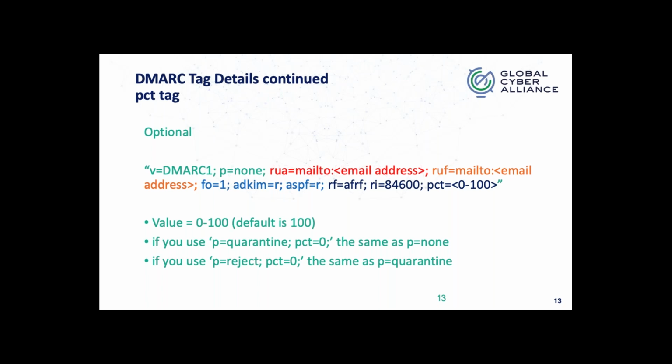Right, but you will want to avoid ever putting in p equals none with the PCT tag. You shouldn't do that. But if you do decide to use this, just be careful with it, because if you put in a policy of quarantine and a percentage of 0, you're basically using p equals none at that point. Because you're just saying that none of our messages are being impacted by the quarantine policy, which is basically just like saying p equals none. And then if you use p equals reject with a percentage of 0, that's like using quarantine. You're saying that none of our messages are going to be rejected, but instead of defaulting all the way down to none, it says, okay, we're going to make this quarantine. So I'll use quarantine at 100%. So be wary of that fact.